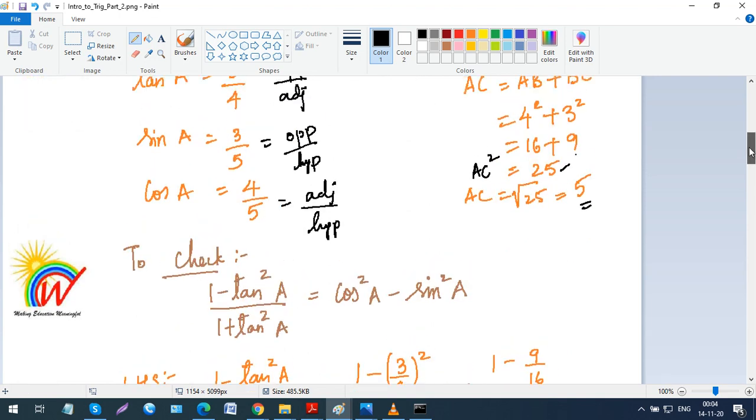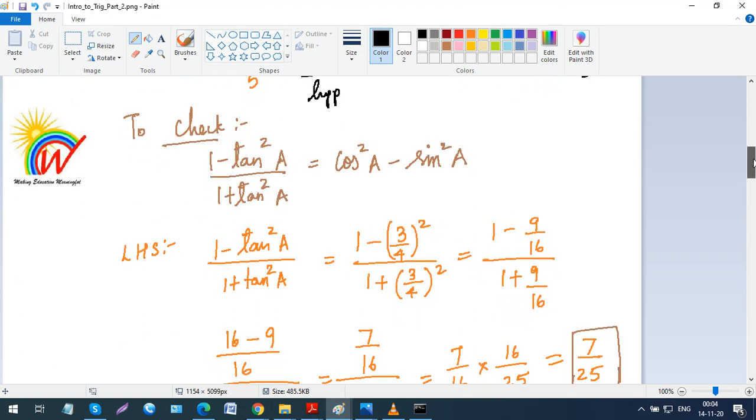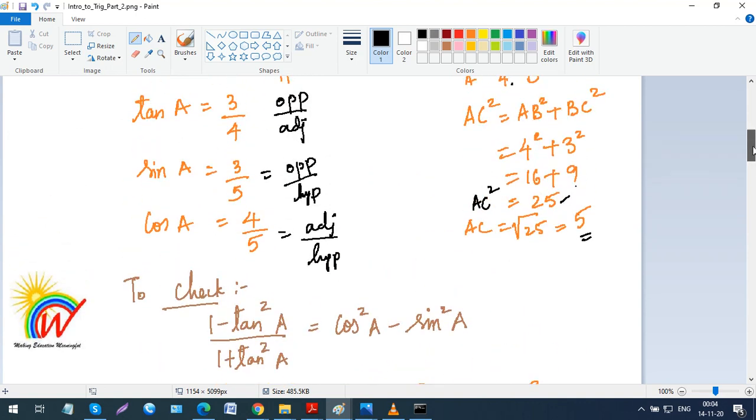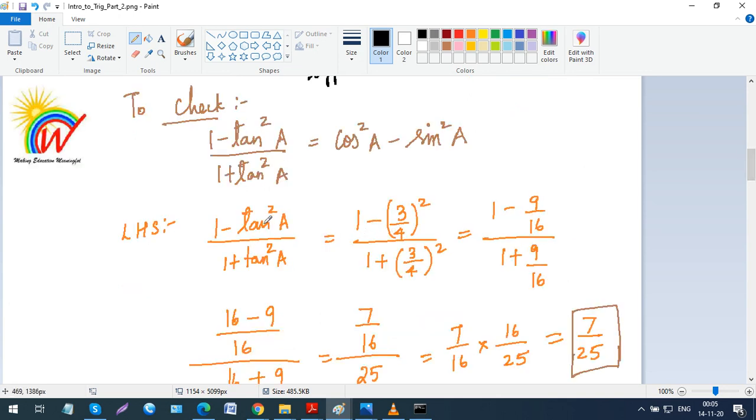Now we have to check if 1 minus tan square A over 1 plus tan square A is equal to cos square A minus sine square A or not. First let's take the LHS. 1 minus tan square A over 1 plus tan square A. For tan A I am going to use 3 by 4. So 1 minus 3 by 4, since it's squared, I'll put a whole square, and 1 plus 3 by 4 the whole square. That gives you 1 minus 3 square, which is 9 by 16, and 1 plus 9 by 16. Separately 3 and 4 have to be squared, both of them.